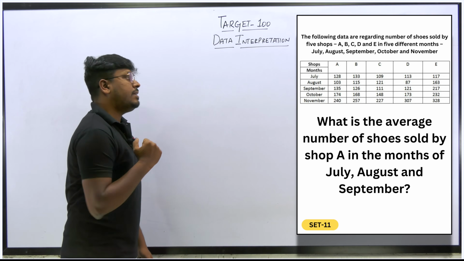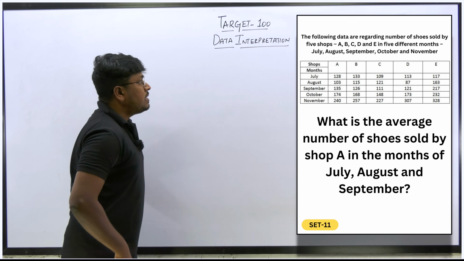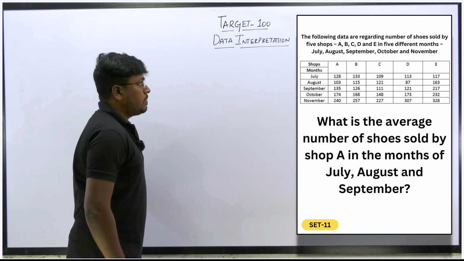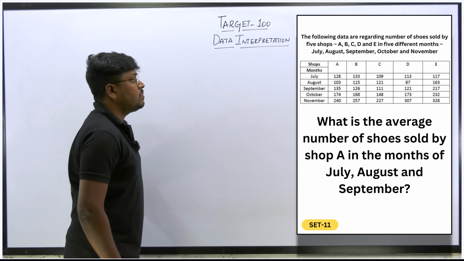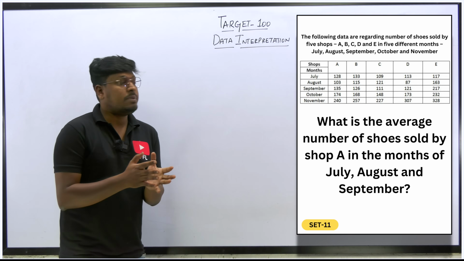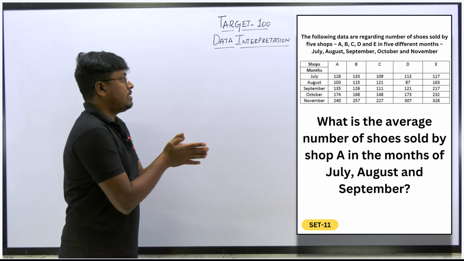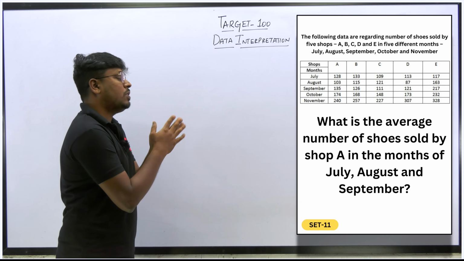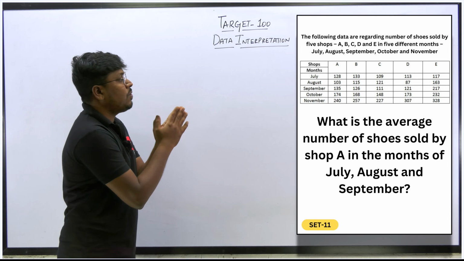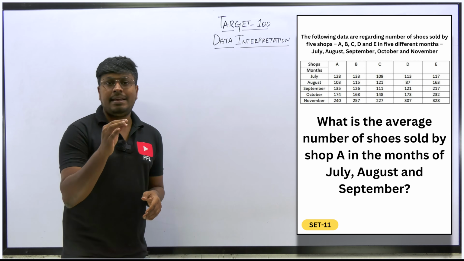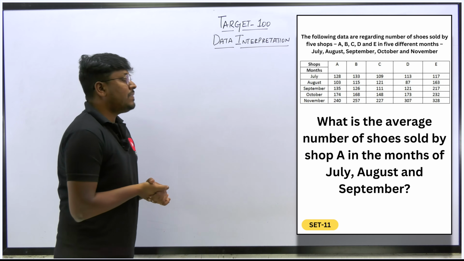So here is set number 11, data interpretation. They have given a table chart. The chart shows the total number of shoes that were sold by 5 shops in 5 different months: July, August, September, October, November. There are 5 shops, and all the values are given directly in terms of numbers. So what is the first question?